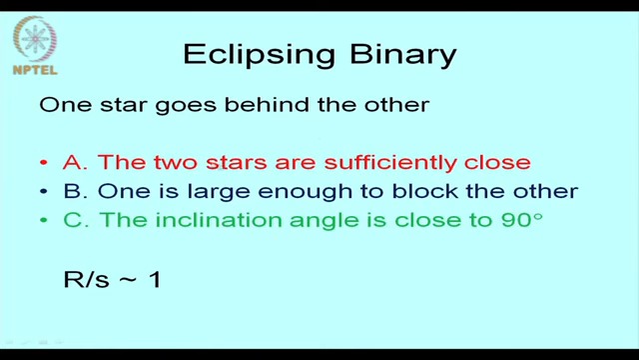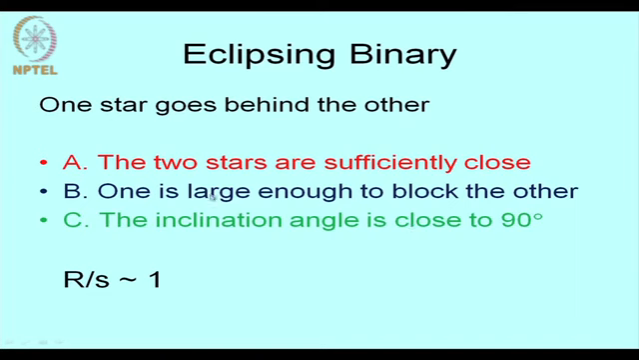So, this is a situation where one star eclipses the other, and the question is, what do you require for an eclipsing binary? Well, in general the two stars should be sufficiently close. If you have two very distant stars, it is highly unlikely that one of them will block the other. Further, one of them should be large enough to block the other star, and the inclination angle should be close to 90, or else it is unlikely that one of these stars is going to block the other. For a face on orbit, it is not going to happen. So, you require the inclination angle to be close to 90.